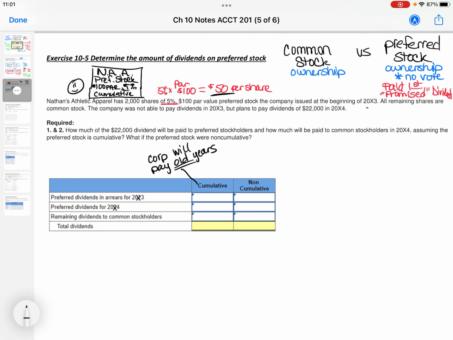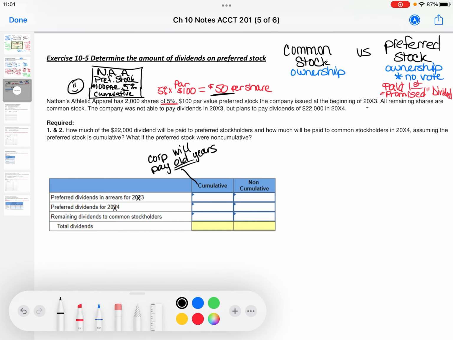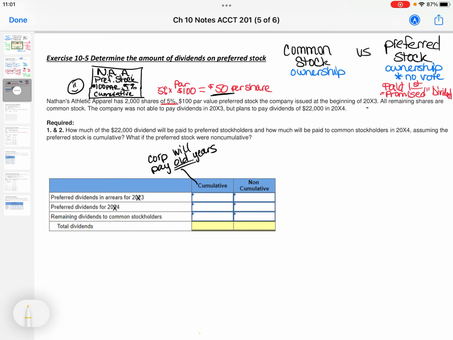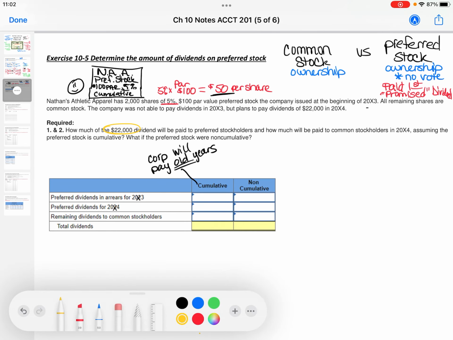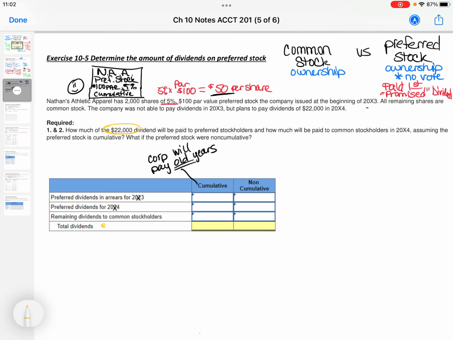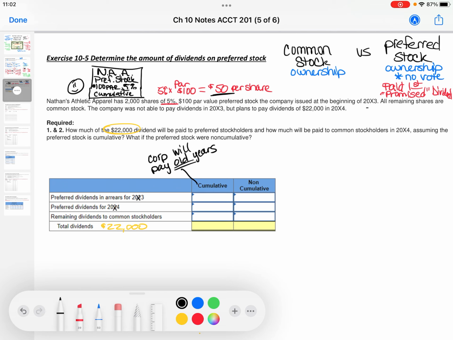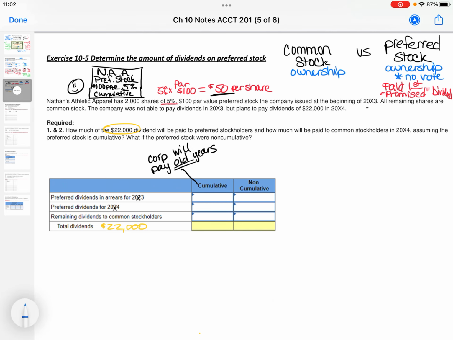Okay, so remember, year 3, 2023, whatever it is, we did not pay dividends. Now we're in 2024, we have money. We have $22,000 to pay in dividends. So we have to determine how much to pay to who. So under the cumulative, let's do that one first.